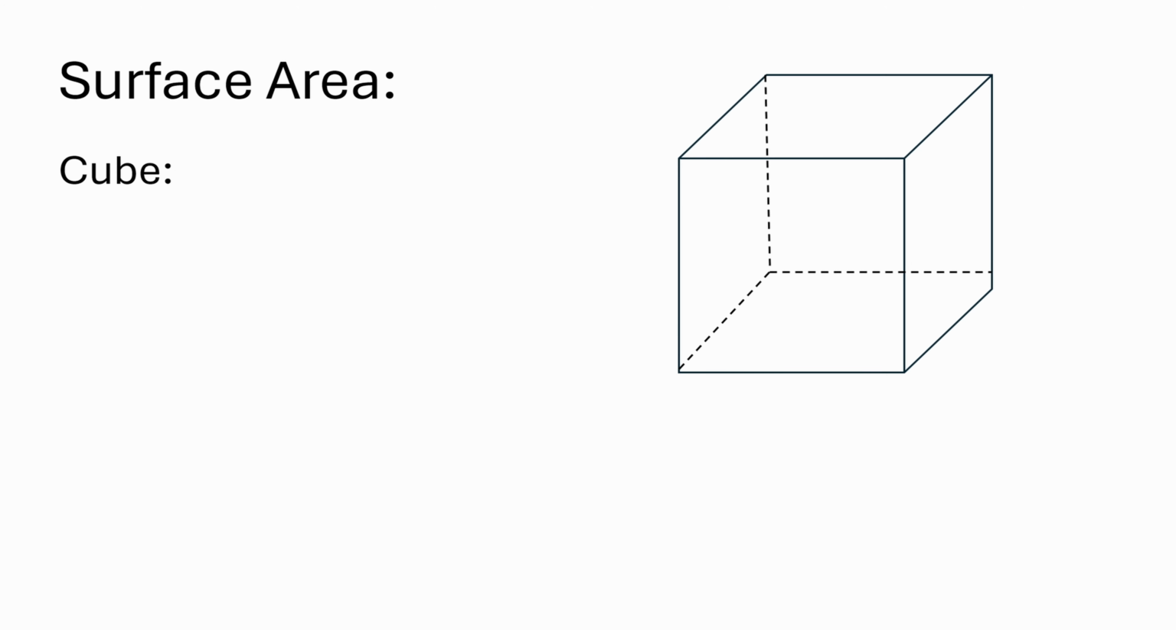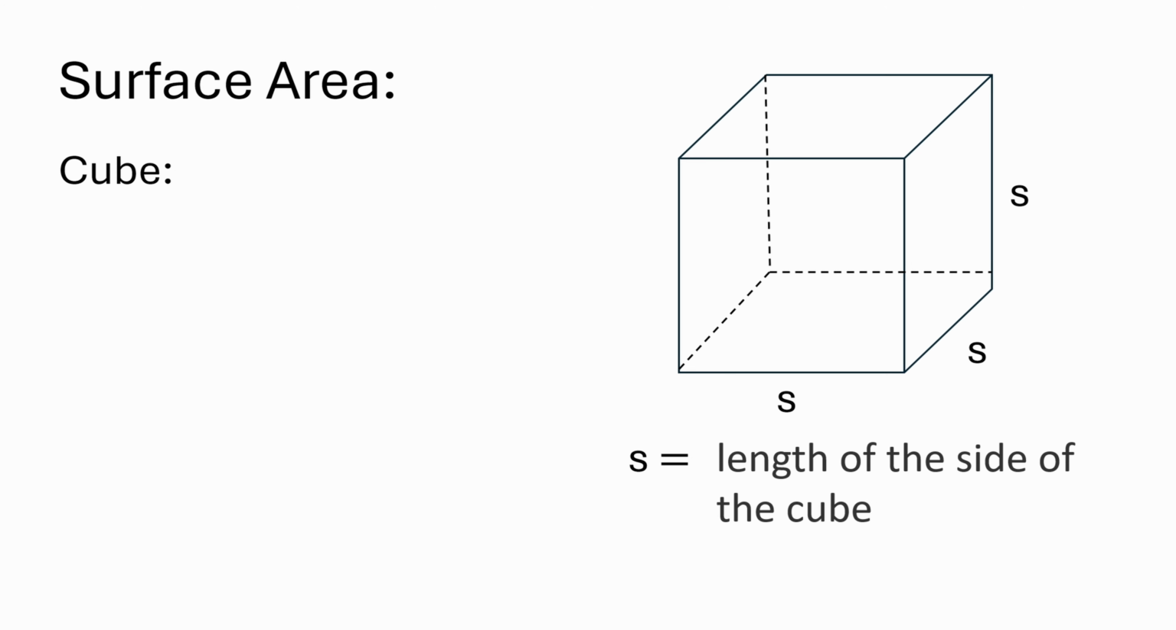Surface area of cube. This is a cube. Let s be the length of one side. One face area is equal to s squared. A cube has 6 identical square faces. So total surface area is equal to 6 times s squared.